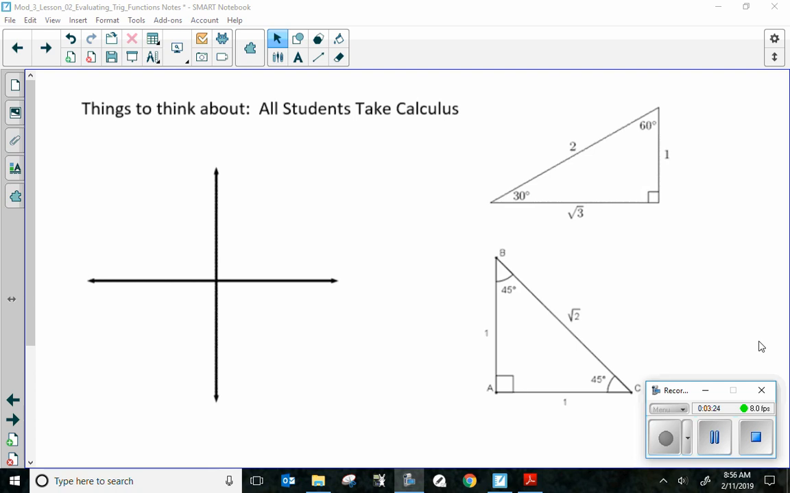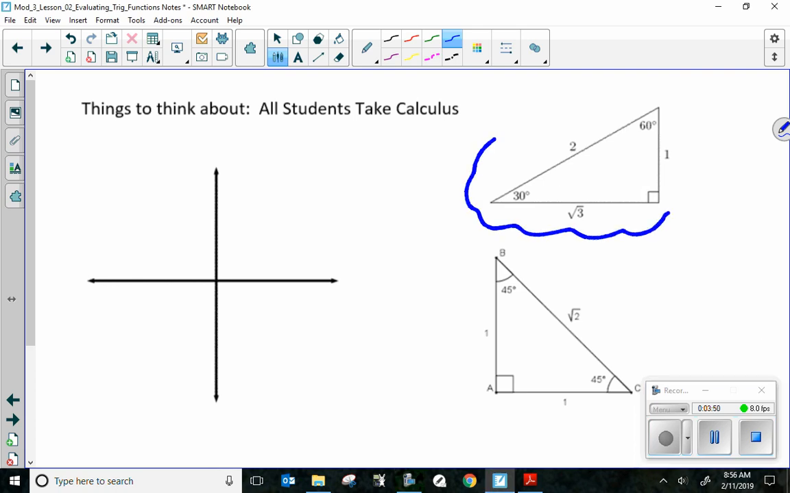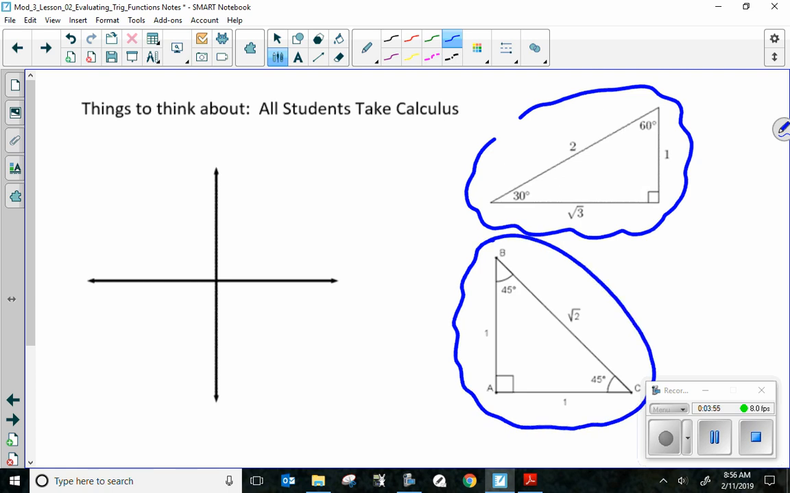All right, so things to think about. All students take calculus, okay? You can come up with any word that begins with C for that 4th word, and all students take calculus. And trust me, my students and I come up with some real whippersnappers, but however you can remember it is okay by me. Now, let's not forget from Unit 3, Lesson 1, our special triangles, our 30, 60, 90 triangle, and our 45, 45, 90 triangle, because these things come into play eventually. You can't forget those values, okay?